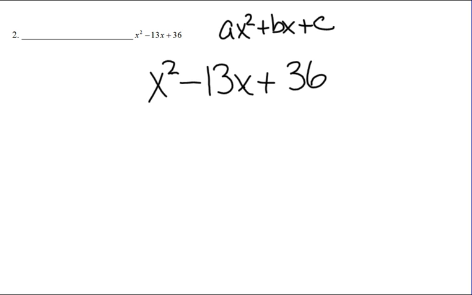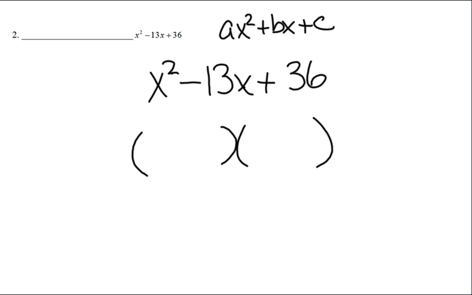So what I'm asking myself is, if I did a FOIL and I had the first two multiplied together and the last two multiplied together, and the outside and the inside, what numbers would be there so I can get x squared minus 13x plus 36?